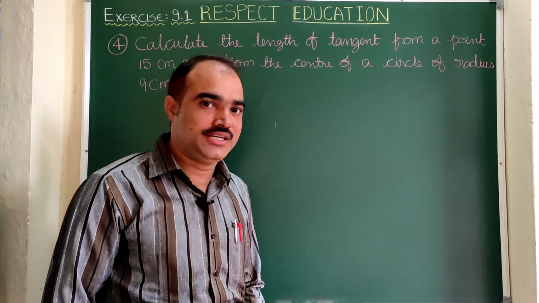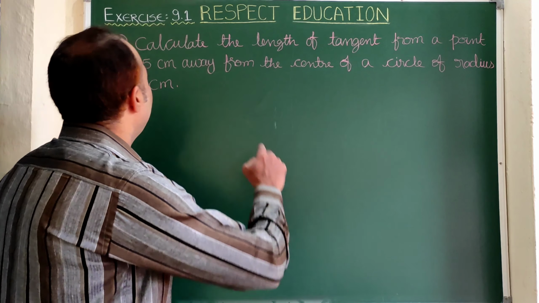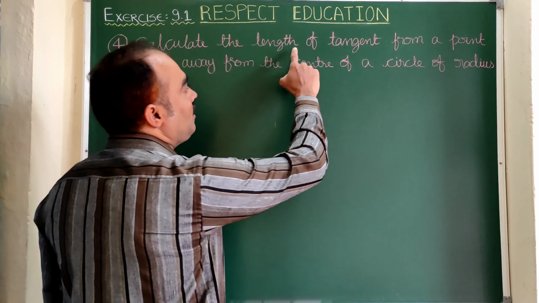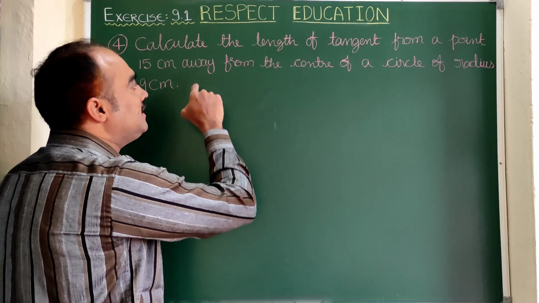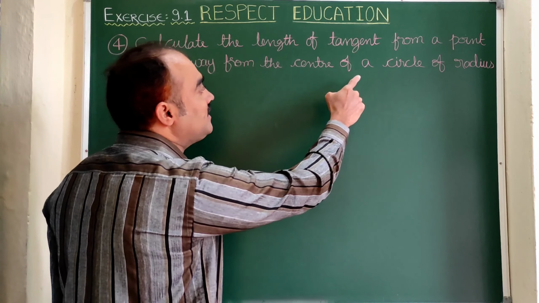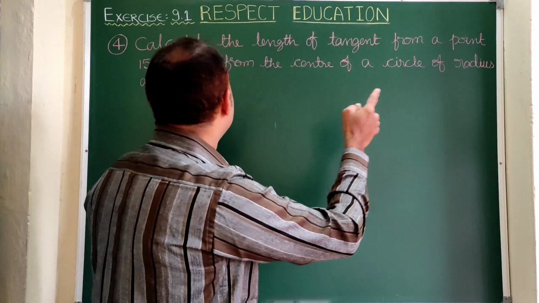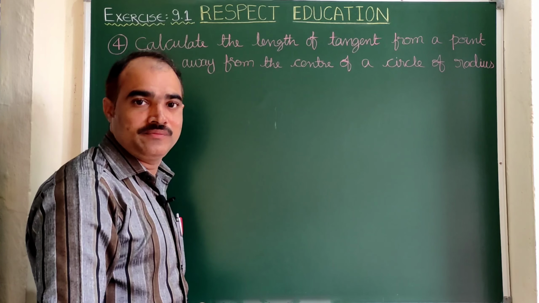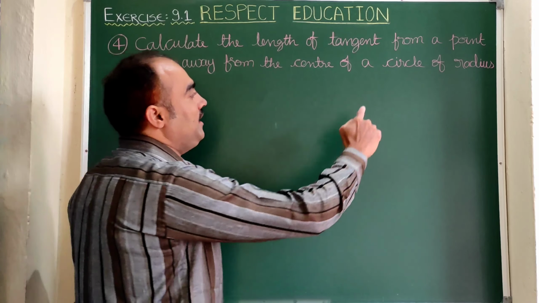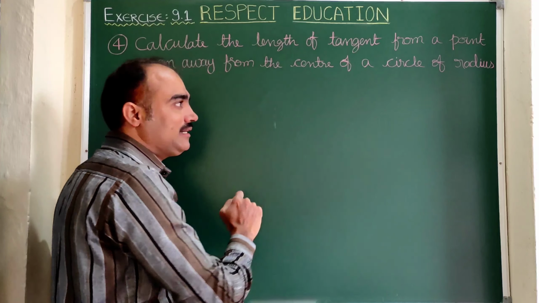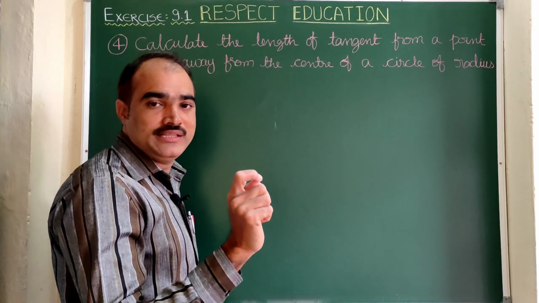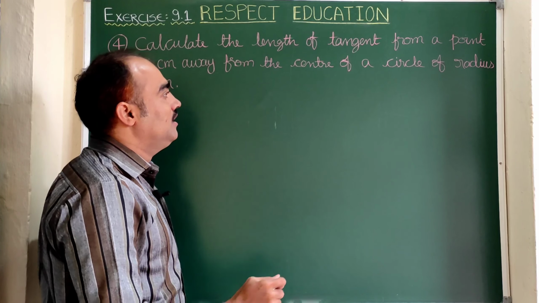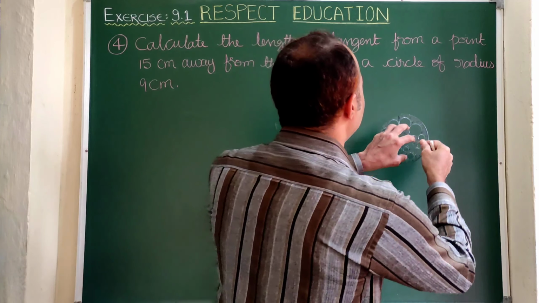Now let us see question number 4. Calculate the length of tangent from a point 15 centimeter away from the center of a circle of radius 9 centimeter. Here we need to draw a circle of radius 9 centimeter, for which, as it is not a construction, we need not take the exact measurements. So first let us draw a circle.